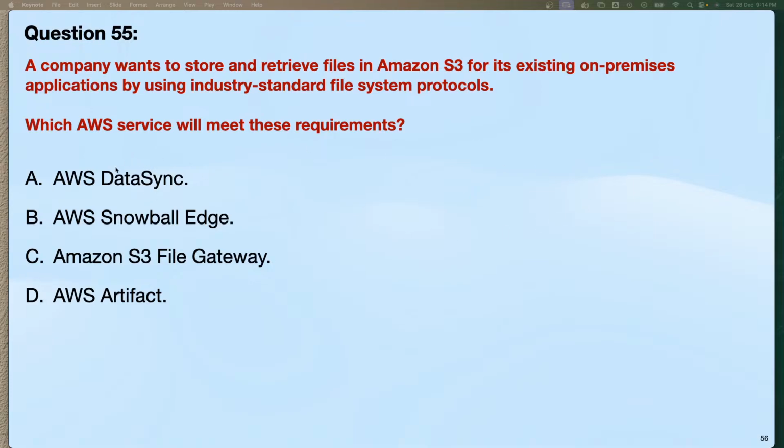DataSync is for syncing the data. It's not meant for here. Snowball, as I was mentioning, is for offline data processing, not to access S3 from any third-party software, right?